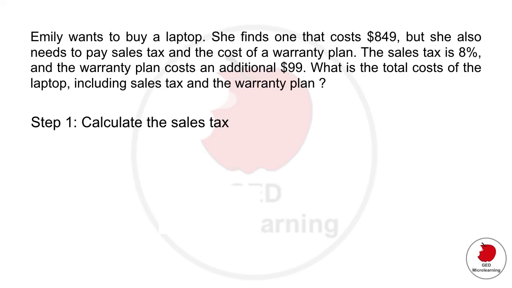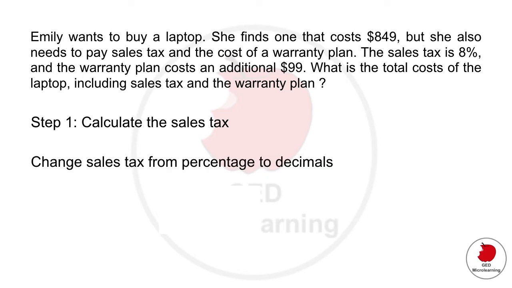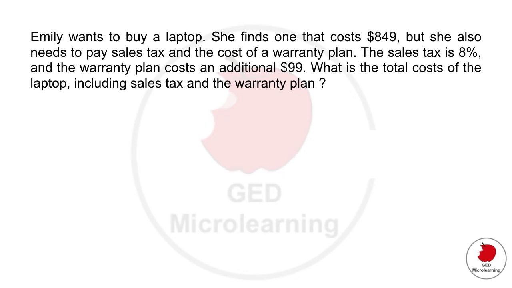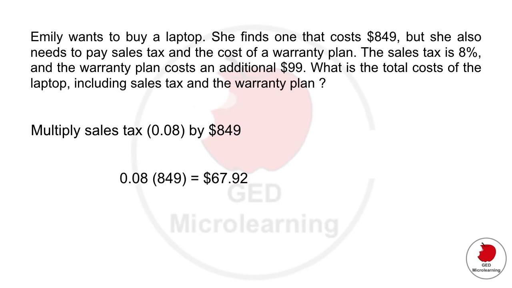Okay, so in order to calculate the sales tax, first of all, we're going to change the sales tax from a percentage to a decimal. They're telling us the sales tax is 8%. 8% is the same as saying 8 divided by 100, or 0.08. And in order to find out the sales tax, you would multiply that number by the cost of the laptop, which was $849.